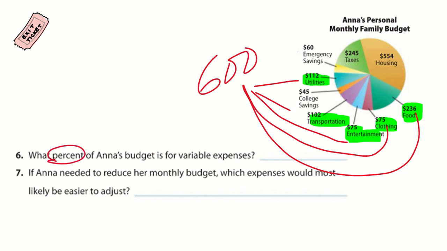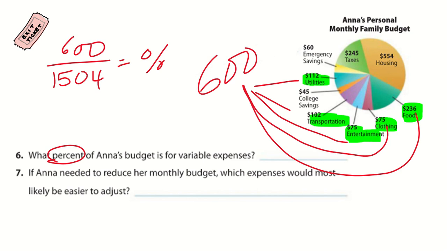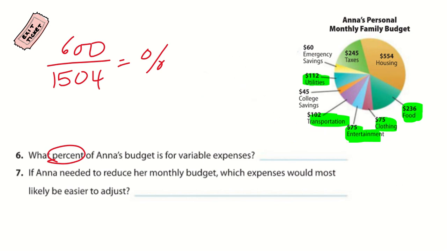So what is the percent of those variable expenses? So 600 out of the total, which was 1,504, that will give me the percent. So let me quickly do that division to get that answer. 600 divided by 1,504 is, well, it's 0.398, which can be rounded to 0.4, and that is 40%. Okay.